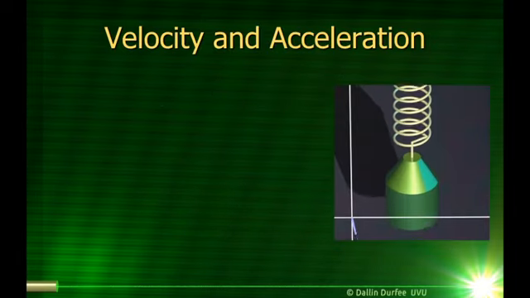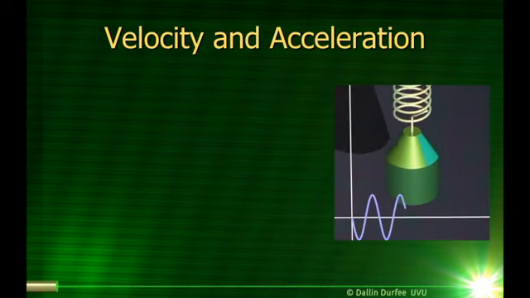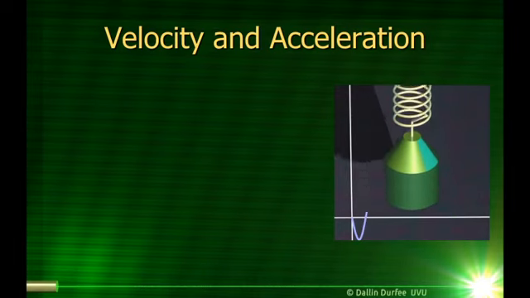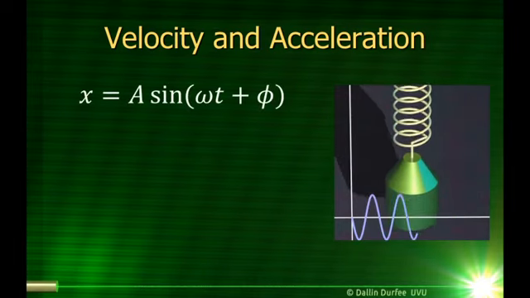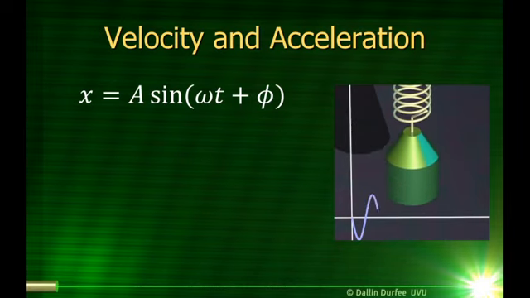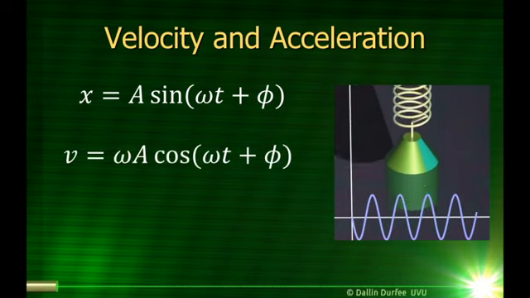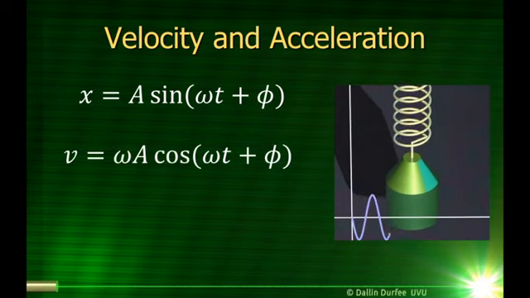All right. Now, we know about the position as a function of time. What's the velocity and acceleration of our mass at any time? Well, if the position is A sine of omega t plus phi, the velocity is just the time derivative of that. So I take the time derivative and I get omega A cosine of omega t plus phi.